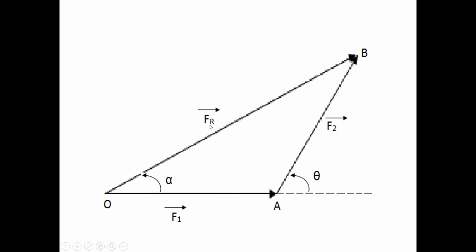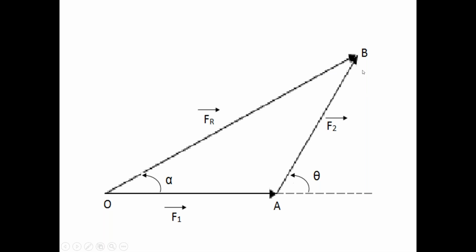Apply the cosine rule in this triangle OAB. According to the cosine rule, AB square is equal to OA square plus OB square minus 2 into OA into OB into cos alpha. That is the cosine rule you can apply in the triangle.